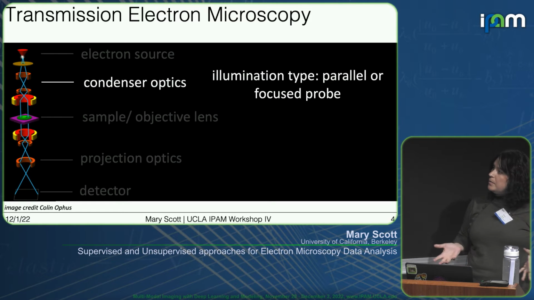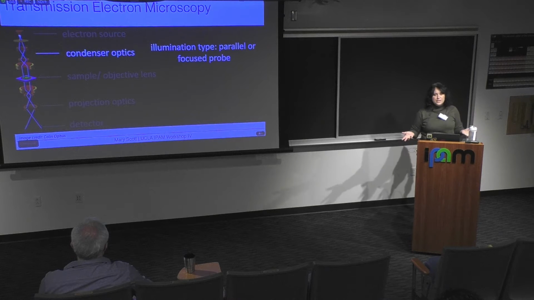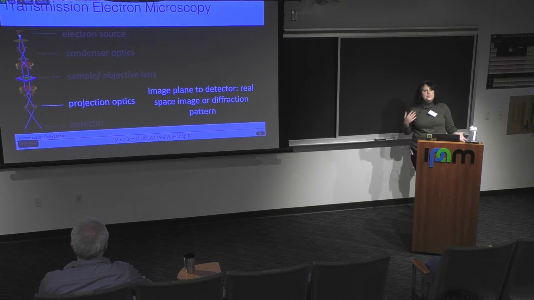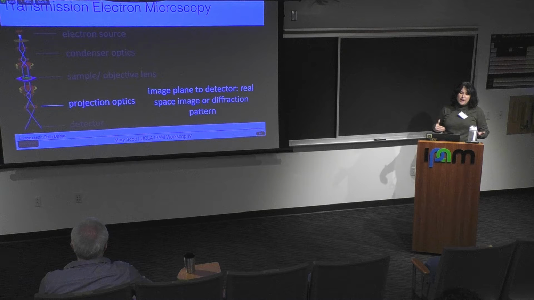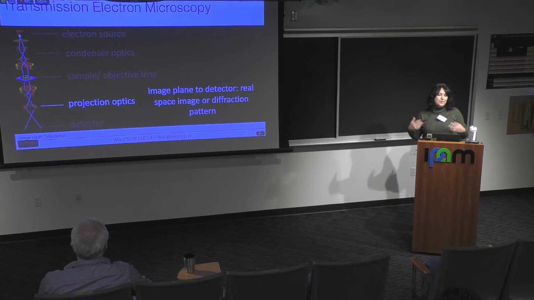So some of our options could be for the condenser optics. We could have a parallel or focus probe illumination. And for the projection optics, we often switch between imaging in real space and propagating an image of a diffraction pattern, so reciprocal space image to our detector. And so today I'm going to be talking about parallel illumination, real space imaging, so your classic HRTEM, as well as maybe a more modern approach for diffraction that uses a focus probe.